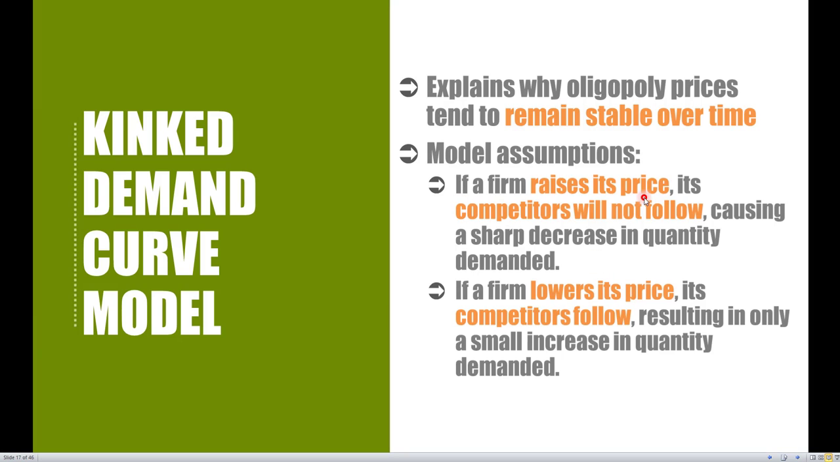So here, if a firm raises prices, no one is going to follow that. Assumption number two, if a firm decides to lower its prices, its competitors are going to follow. So everyone follows that, which results in only a small increase in quantity demanded. So keep these assumptions in mind. Firm raises its prices, no one follows. Firm lowers its prices, everybody is going to follow that.